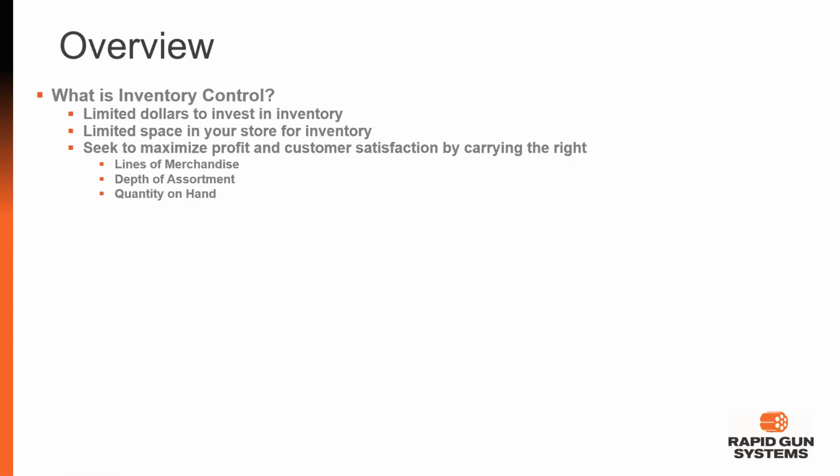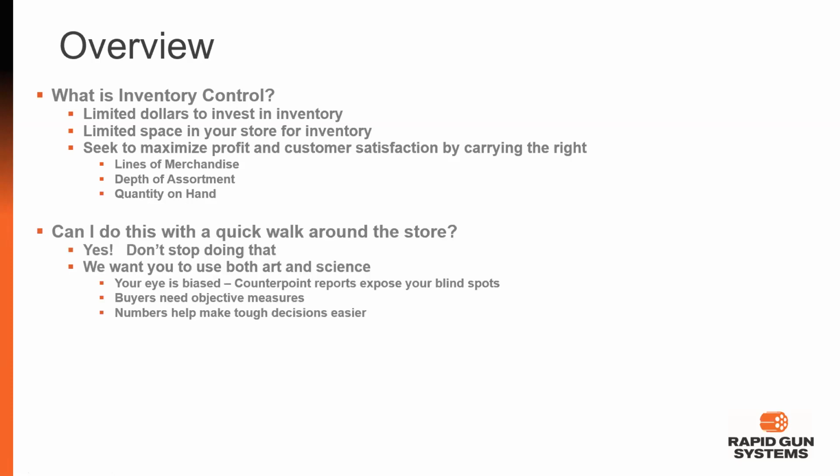So those are the 3 things that work together in order to make sure that we have inventory properly under control. Are we carrying the right things? Are we carrying enough of those things that we're in? And do we have the quantity on hand that we need available?